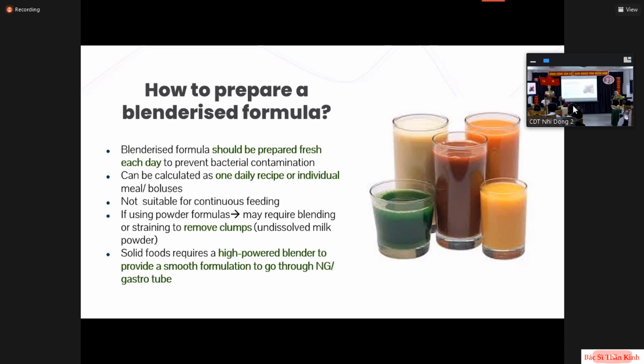If using powder formula, it may require blending or straining to remove clumps. When we use powder formula, we mix with warm water, and sometimes it can cause small clumps. Okay, you need to dissolve everything, so you need to strain to make it more smooth to go through the nasogastric tube. And when you use solid food, it requires a high-powered blender to provide a smooth formulation to go through the NG or gastro tube. We don't want to make the tube block somewhere.